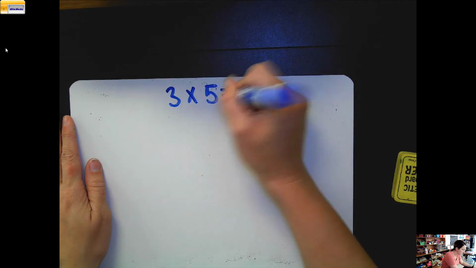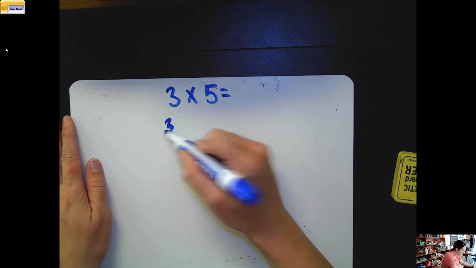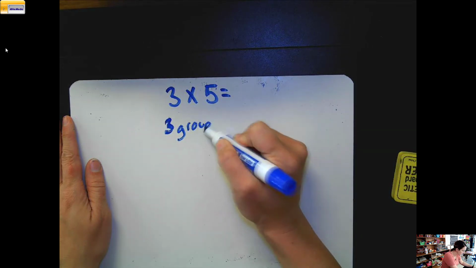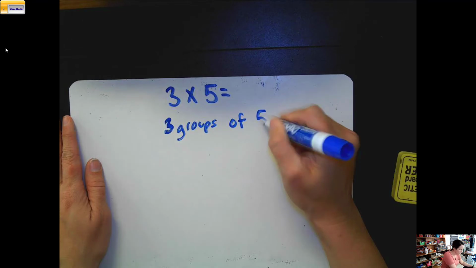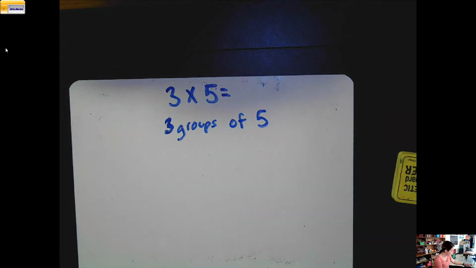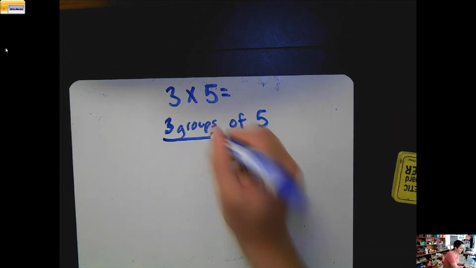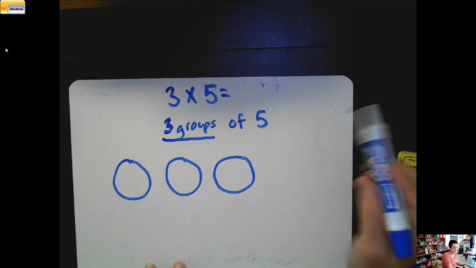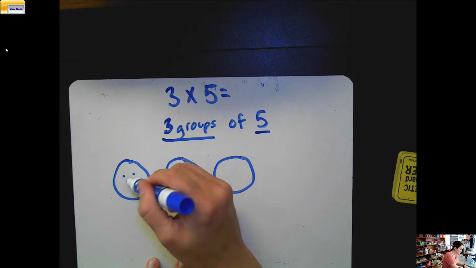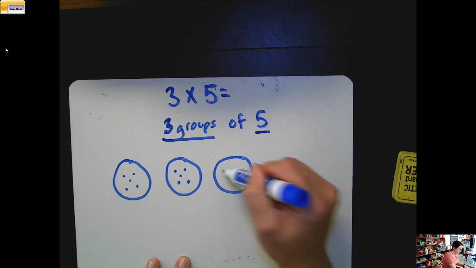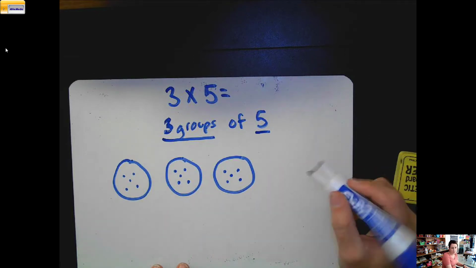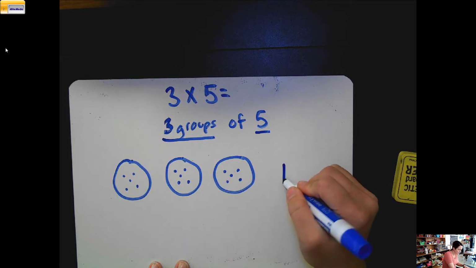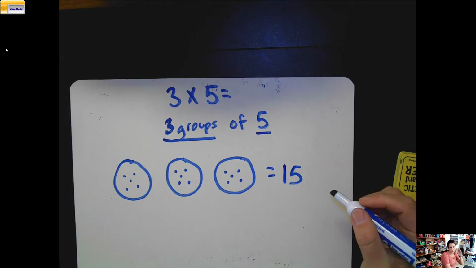When you're saying it out loud, it means 3 groups of 5. So to solve this using groups, here's what I'm going to do. I'm going to draw 3 groups or 3 circles, kind of like our loops and groups activity, and I'm going to put 5 inside of them. 1, 2, 3, 4, 5, 1, 2, 3, 4, 5, 1, 2, 3, 4, 5. Then I have to add them up. 5, 10, 15. So that's one way to do it, by making the groups.